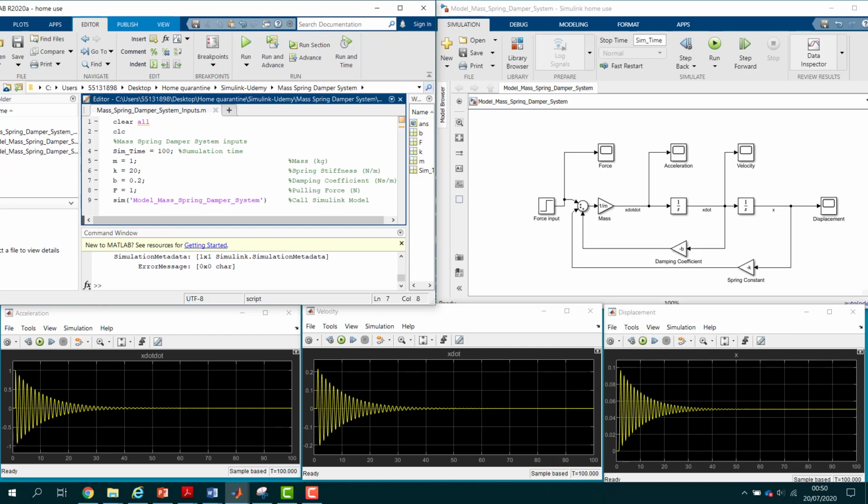Let's look at the input values. Here, mass is 1 kilogram, spring stiffness is 20 Newton over meter, damping coefficient is 0.2 Newton second over meter, and pulling force is 1 Newton. We can change the damping coefficient to 0 to see its effect. Let's change the damping coefficient to 0 and run the simulation.